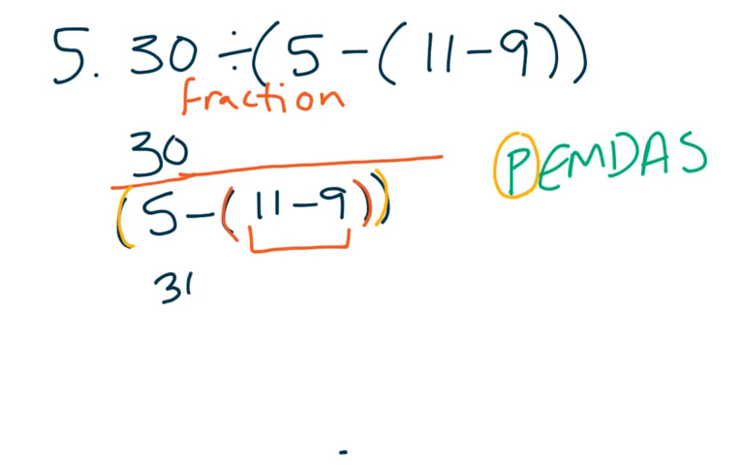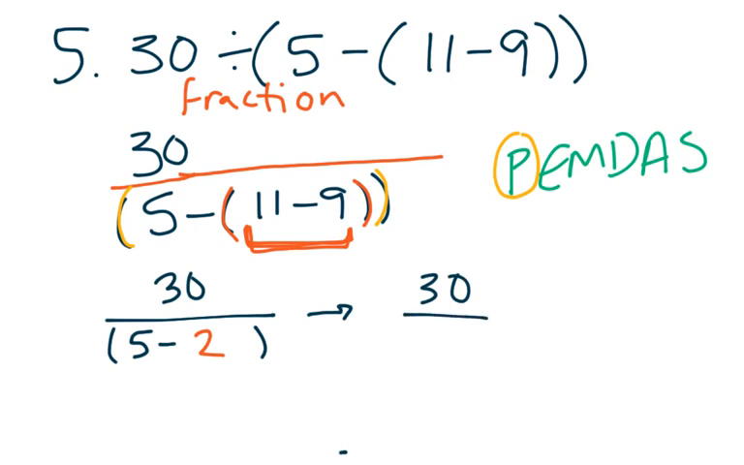So that means that we're still going to have 30, and it's still going to be divided by this 5 minus, but then instead of 11 minus 9 inside of those parentheses, we will just write 2. So this entire section here was the innermost part, and that becomes 2. Then we go to the next set of parentheses, and inside there's subtraction, so we can go ahead and do that. So we will end up with 30 divided by 5 minus 2, and 5 minus 2 is 3. And then finally we end with 30 divided by 3, which is 10.